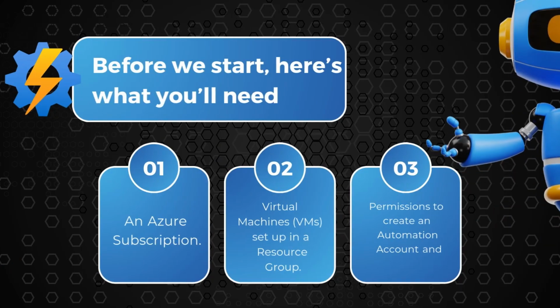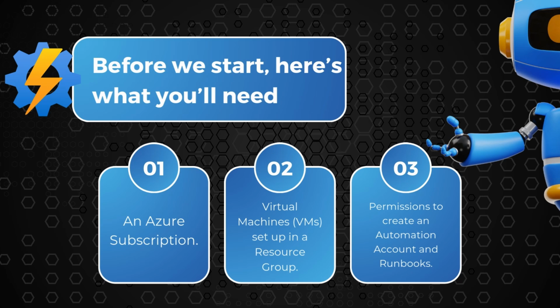Before we begin, you need just a few things ready: an Azure subscription with access to your VMs, permission to create an automation account and runbooks, and your VMs organized in a resource group. This is very important. Don't worry if you are new to this, I will explain everything clearly.